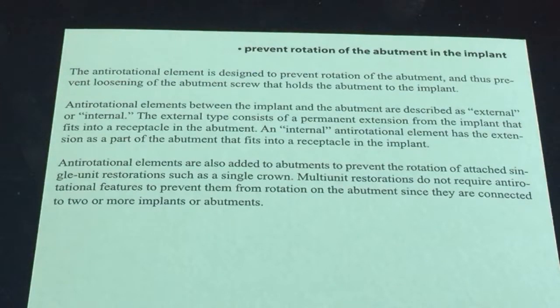Anti-rotational elements between the implant and the abutment are described as external or internal. The external type consists of a permanent extension from the implant that fits into a receptacle in the abutment. An internal anti-rotational element has the extension as a part of the abutment that fits into a receptacle in the implant.